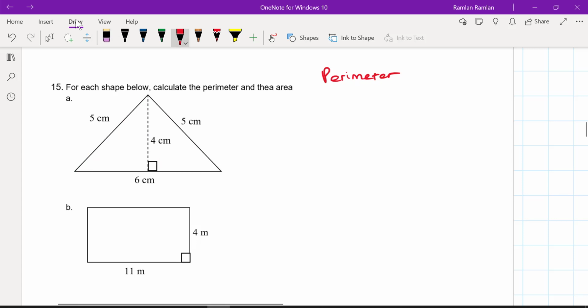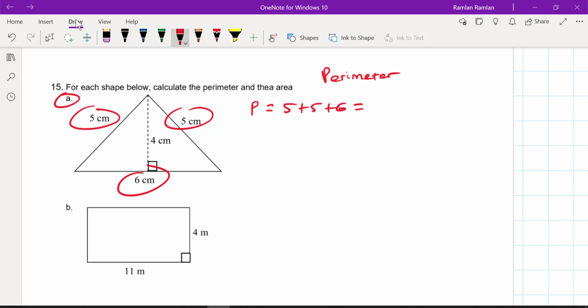So which means that if I want to find the perimeter of question A, this triangle, that'll be just adding all of these numbers, right? So you don't use this one because again it's not outside the shape. It's not the side line, right? So it's just 5 plus 5 plus 6, and that will be equal to 16, and don't forget that it'll be in centimeter.